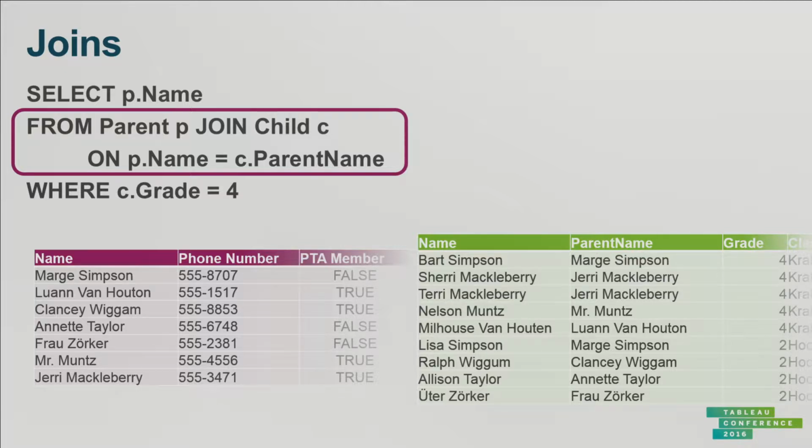And then it has this thing that says on, and then this condition here. So what this says is, hey, I want you to join these two tables, parent and child. So you've got the parent table and the child table. I've named both of them. And then I've got a condition. I want this column here, the name column in the parent table, to equal the parent name in the child table. So I've identified these two columns. And I said they should be equal.